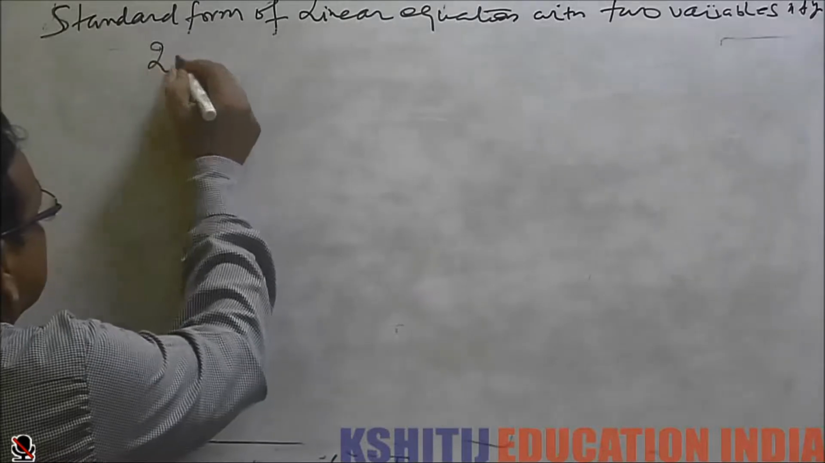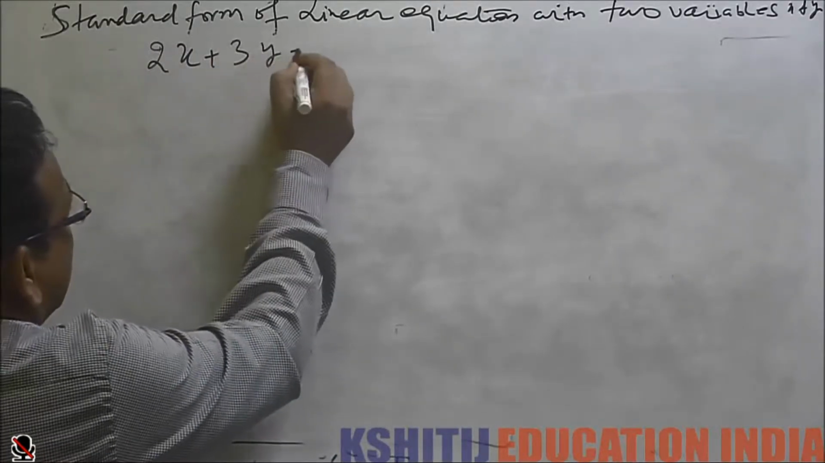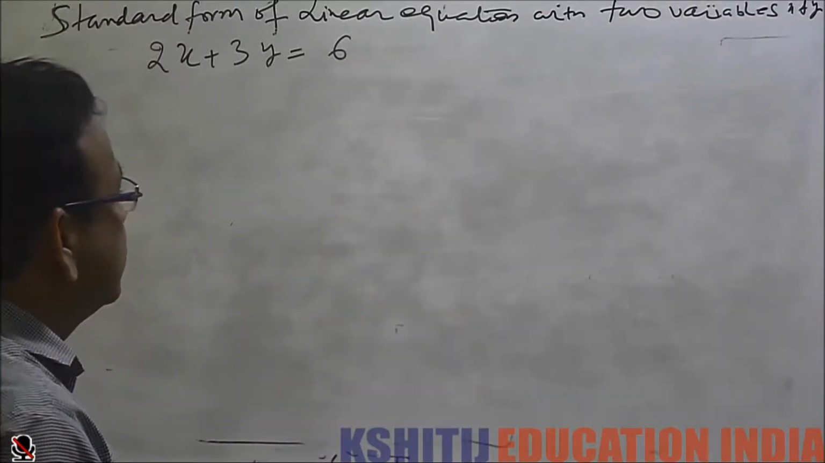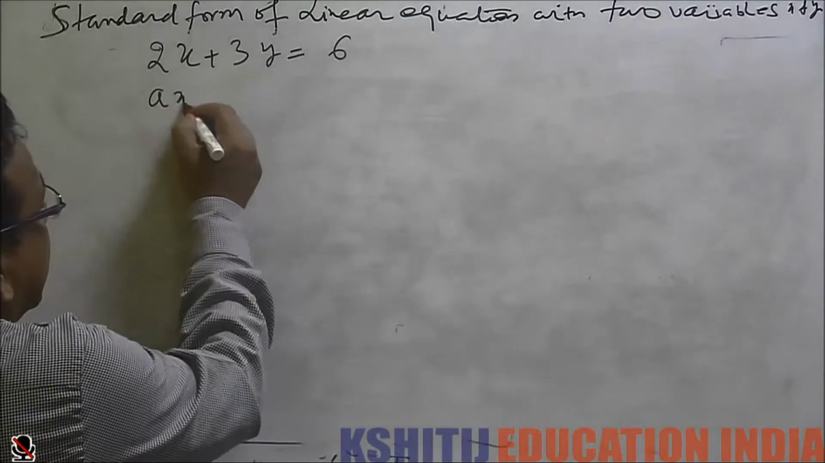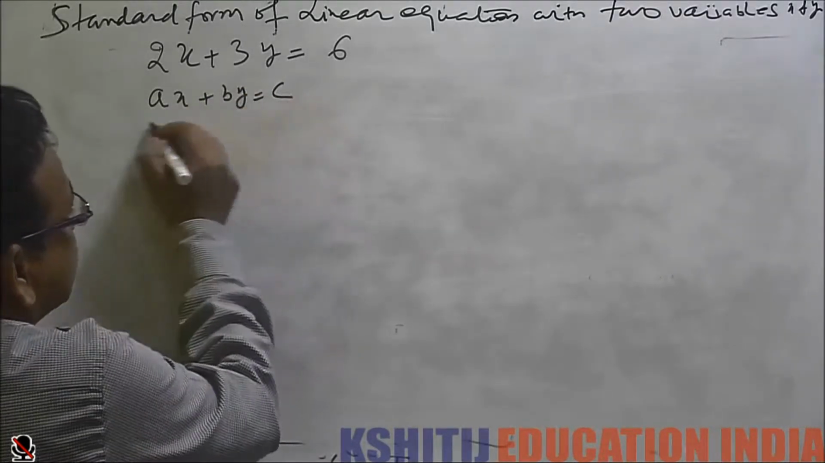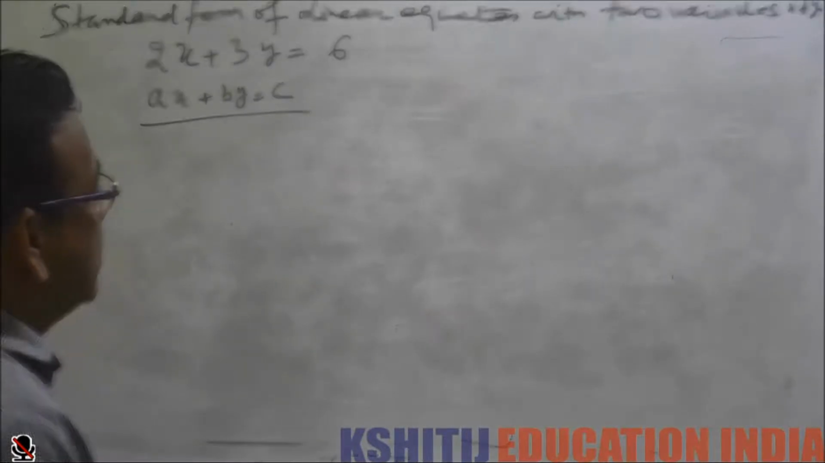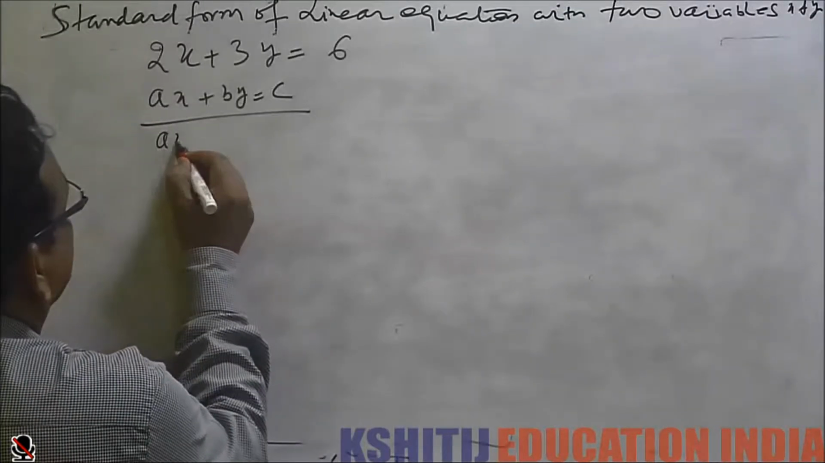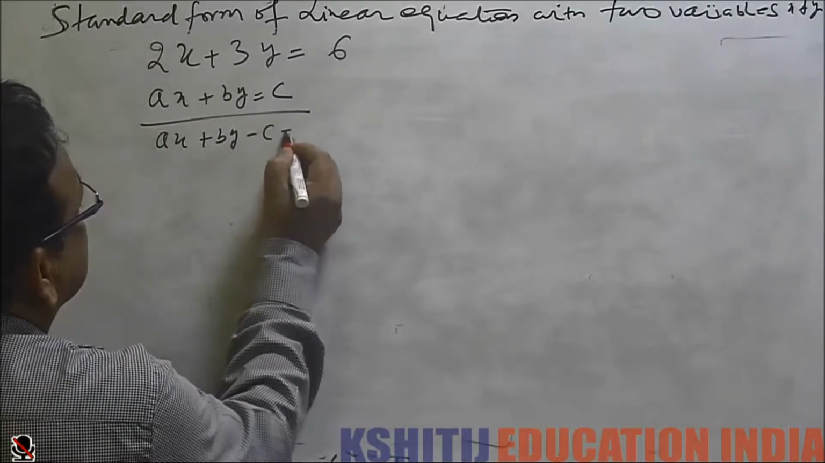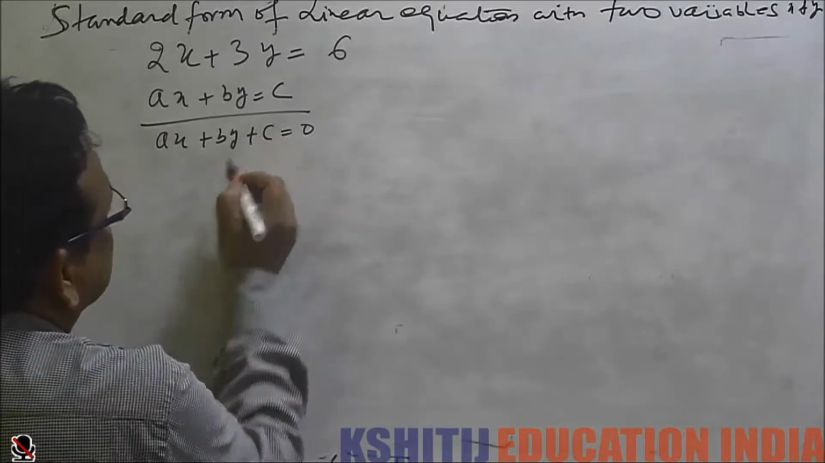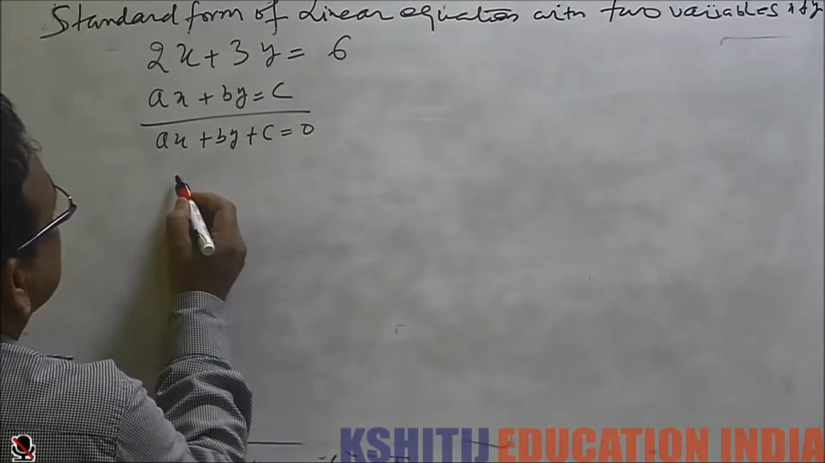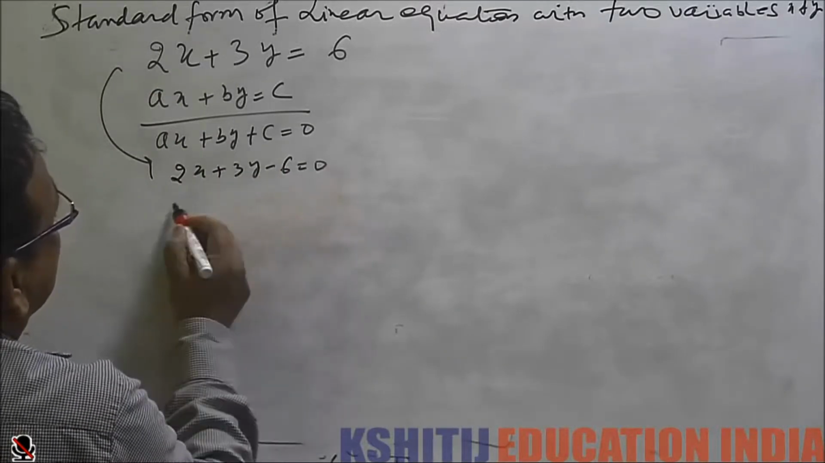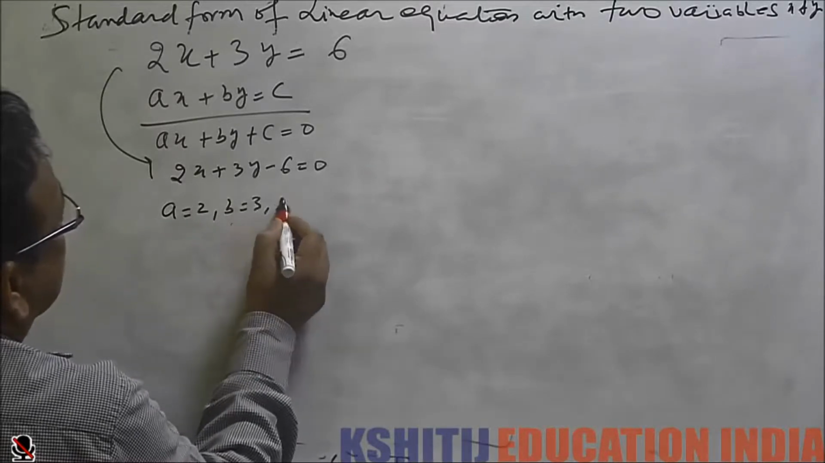Let's say I have got this equation. So this is nothing but the ax plus by is equal to c format. Or you can say ax plus by minus c is equal to 0. So you would see that 2x plus 3y minus 6 is equal to 0. So a is equal to 2, b is equal to 3, and c is equal to minus 6.